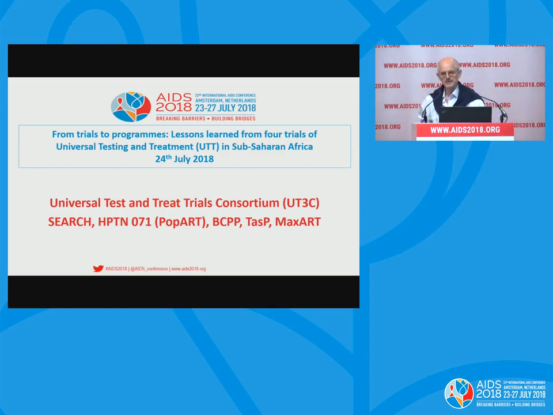There are, in case you don't know, 5 trials of universal testing and treatment in sub-Saharan Africa. They're called SEARCH, HPTN 071 PopART. SEARCH is in Kenya and Uganda. PopART is in Zambia and South Africa. And then BCPP is in Botswana. The TASP trial is in South Africa, and the MaxART trial is in Swaziland. All these trials are looking at universal testing and treatment as a means of controlling HIV, and that's in both women and men, incidentally. This is supposed to be universal.